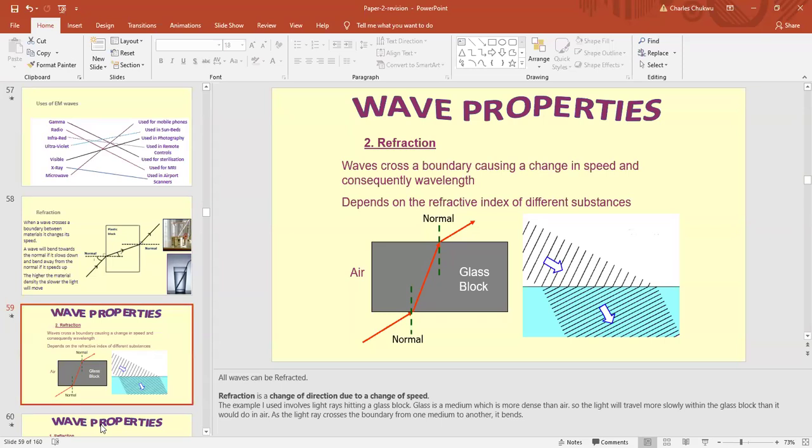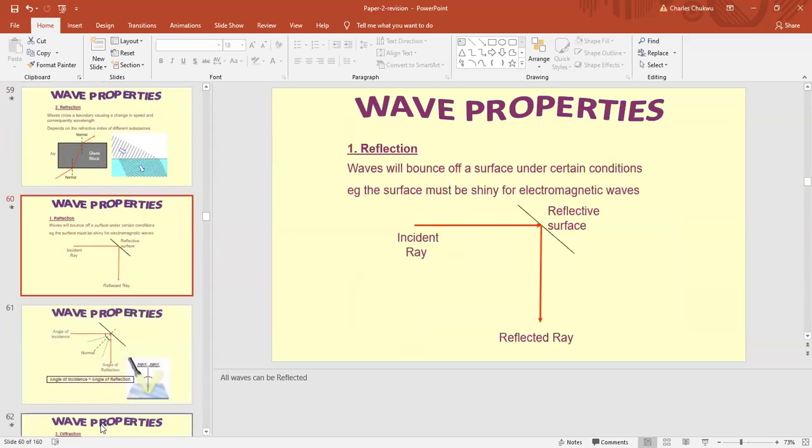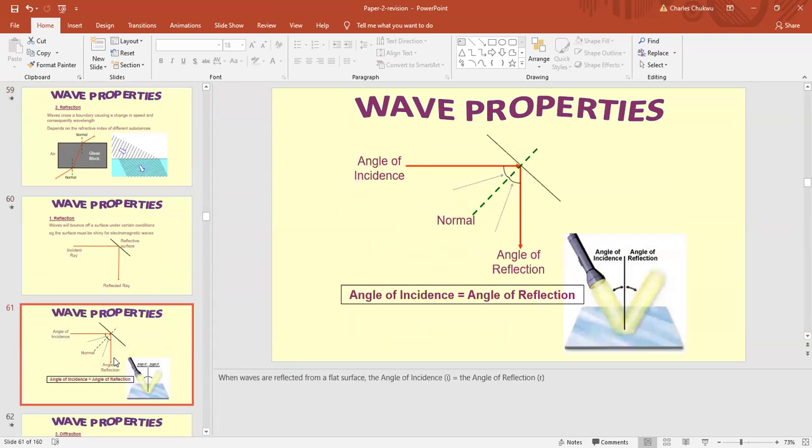I think we have seen this wave property. This one is reflection, bouncing off. The angle of incidence is equal to the angle of reflection.